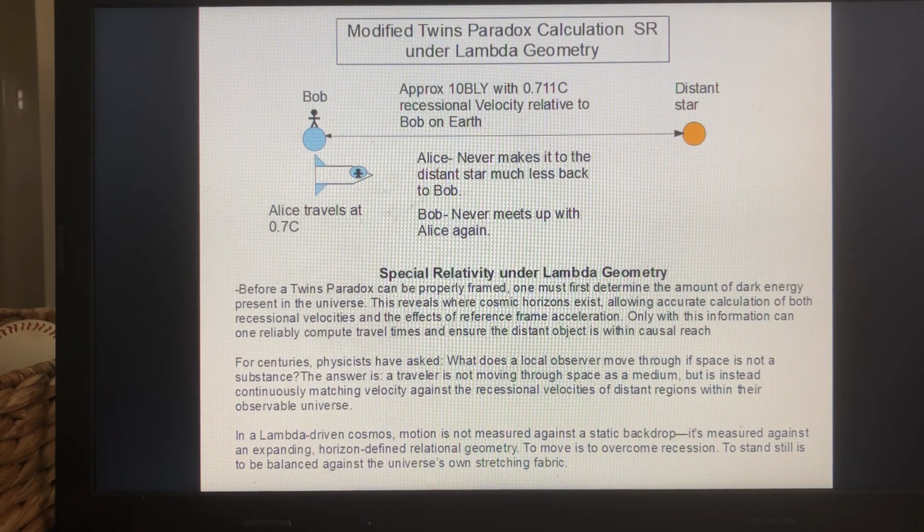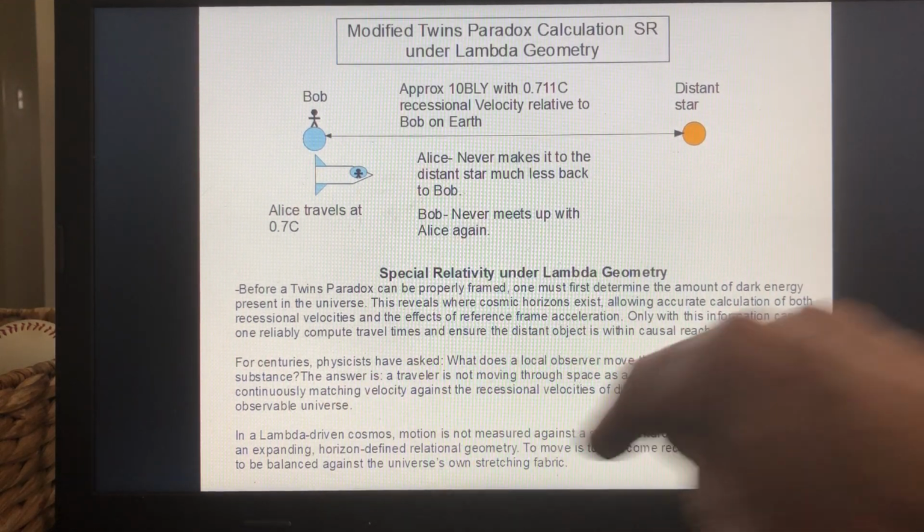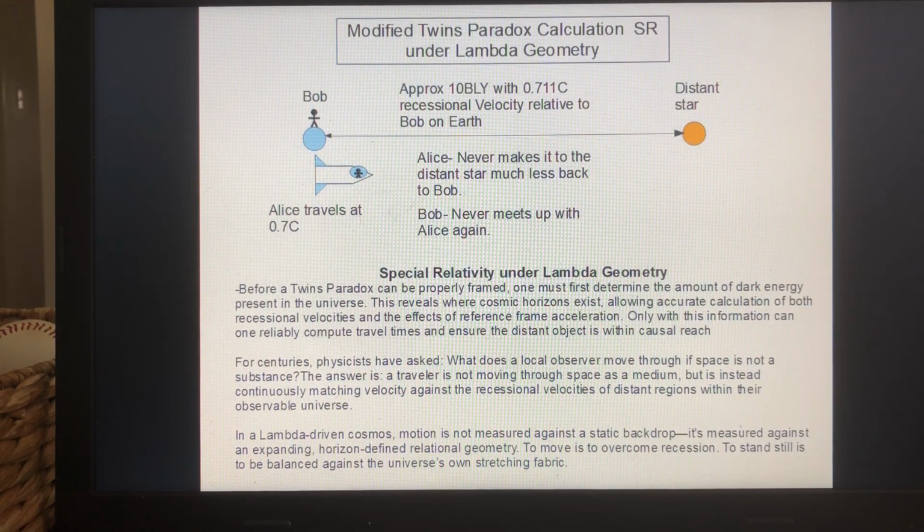For centuries, physicists have asked, what does a local observer move through if space is not a substance? The answer is, a traveler is not moving through space as a medium, but is instead continuously matching velocity against the recessional velocities of distant regions within their observable universe. This part connects general relativity to special relativity through the effects of the cosmic horizon. In a lambda-driven cosmos, motion is not measured against a static backdrop. It's measured against an expanding horizon-defined relational geometry. To move is to overcome recession.